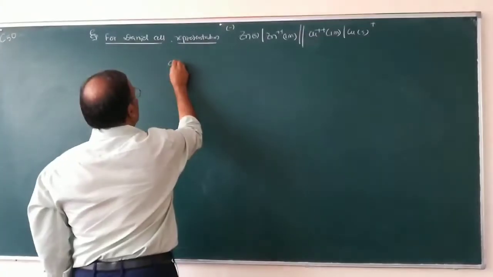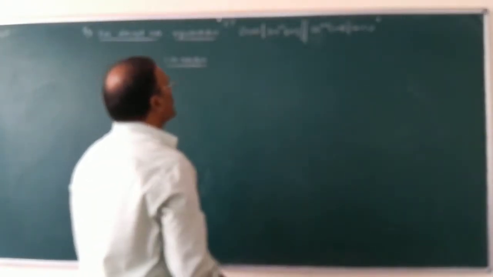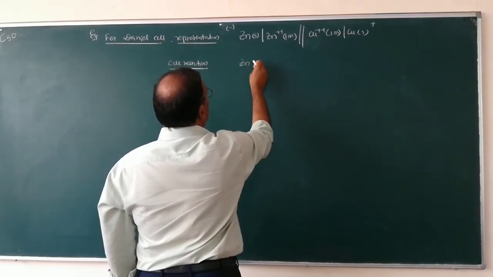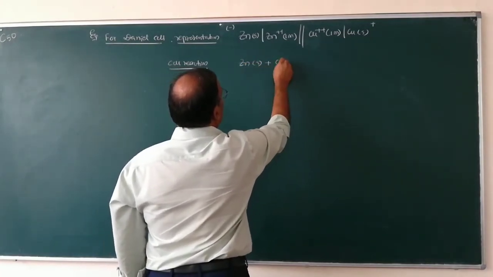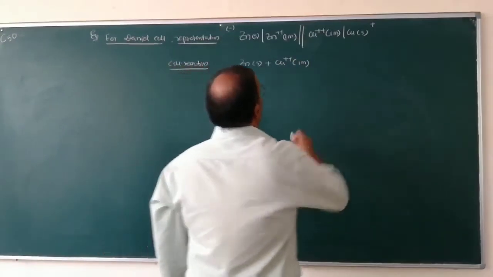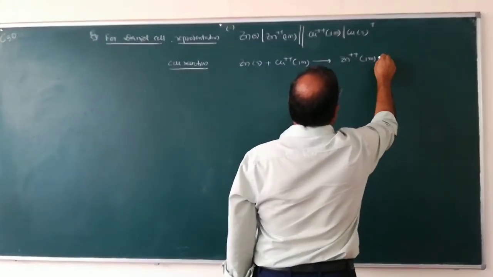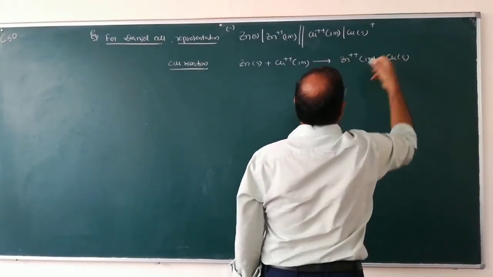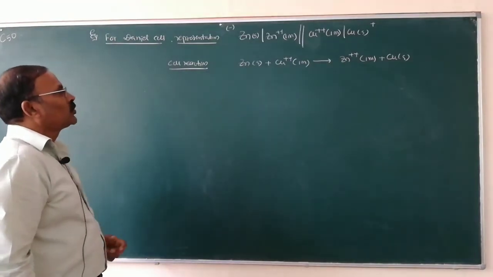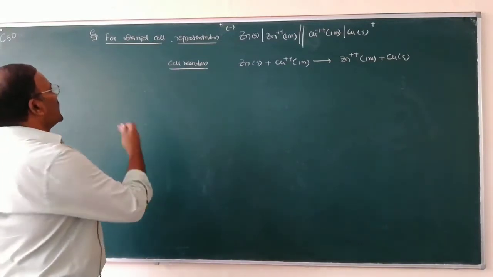And what is the cell reaction? So Zn(s) plus Cu2+ (1 molar) gives Zn2+ (1 molar) plus Cu(s). So this is the cell reaction. If you add the two electrode reactions, you will get the cell reaction. Then what is the EMF of the cell?